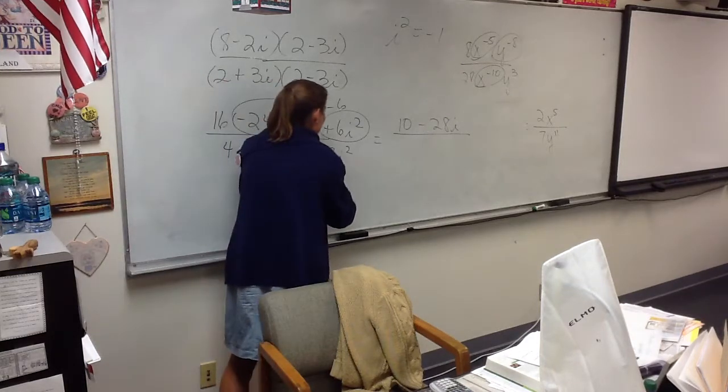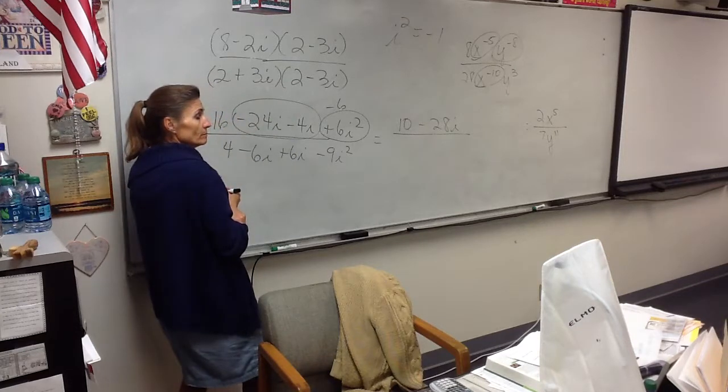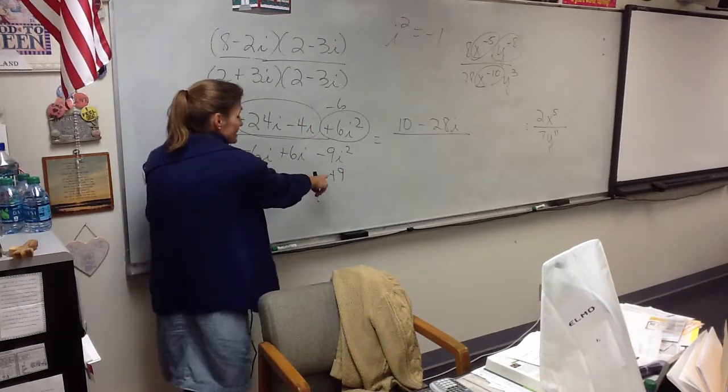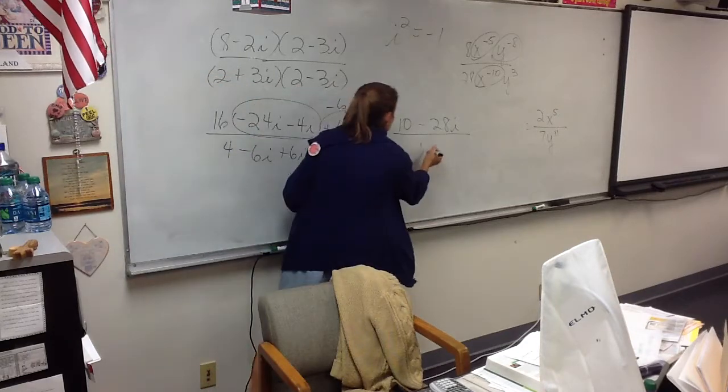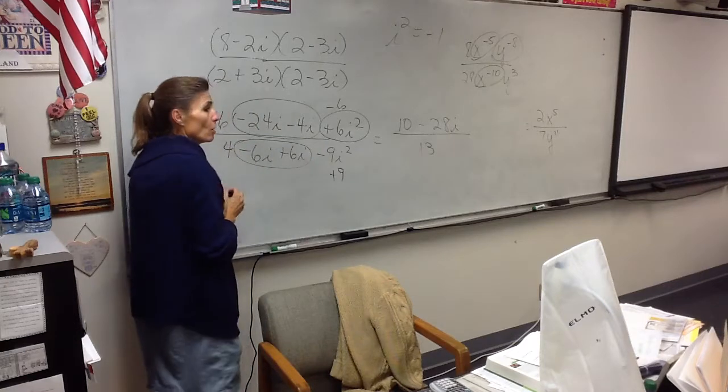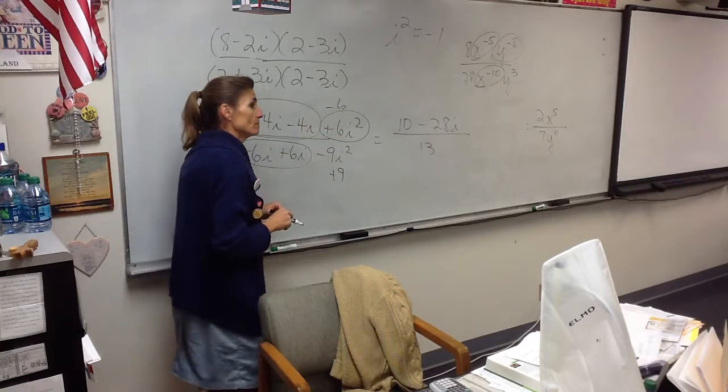Denominator, what is a negative 9i squared? 9 plus 9. 4 plus 9 is? 13. What happens to these guys? Cancel. Gone. There's my answer.